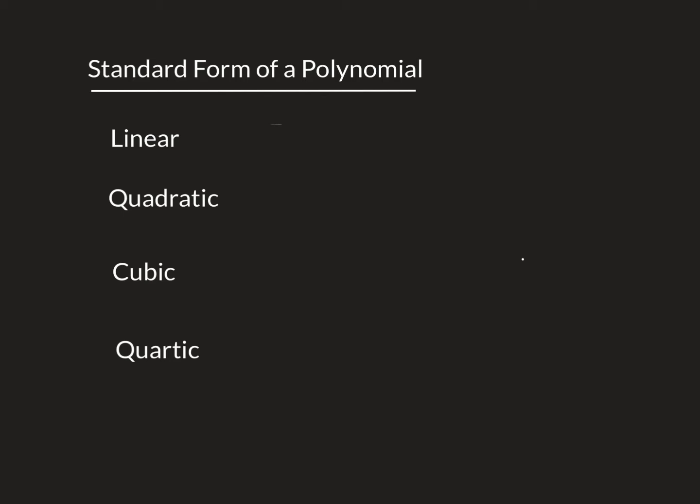When Desmos creates a regression function, it uses the standard form of a polynomial. We've already seen how the linear model is of the form y equals ax plus b. A line is a polynomial function with degree equal to 1.